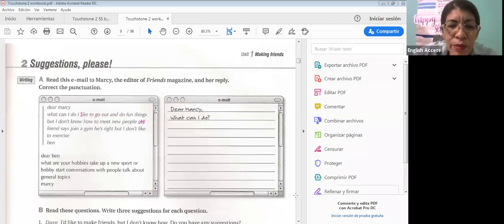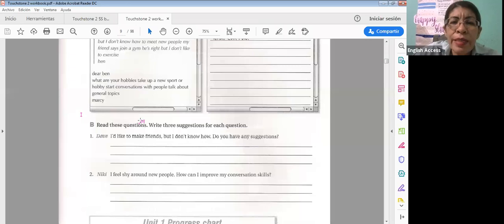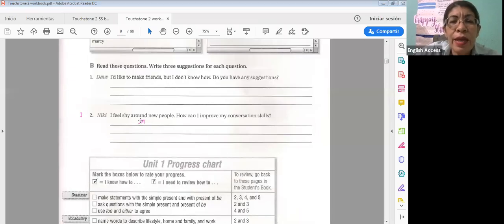Okay, now let's move to, give me a second. Just moving this. Okay, let's continue with letter B. It says, read the questions and write 3 suggestions for each question, okay? So here we have some people writing about some situations, like problems. So you have to come up with some suggestions. Okay, so let's begin. Number 1, Dave says, I like to make friends, but I don't know how. Do you have any suggestions?